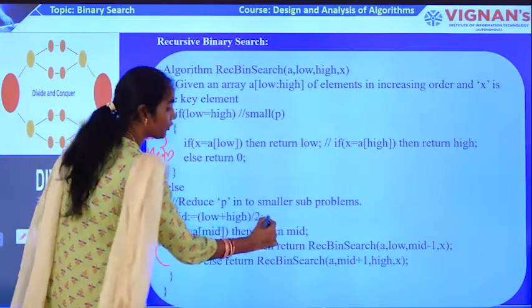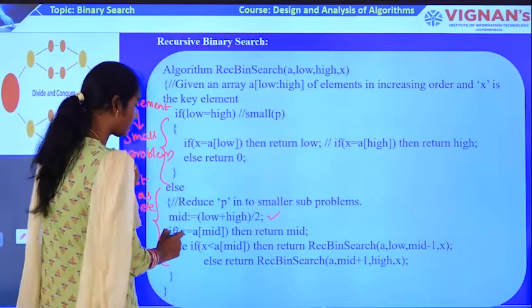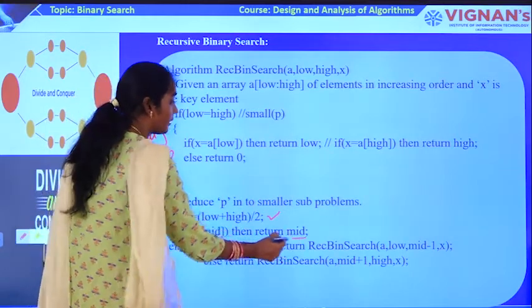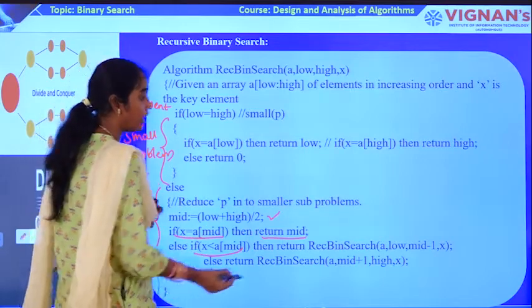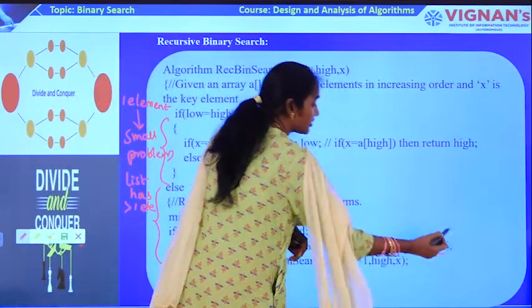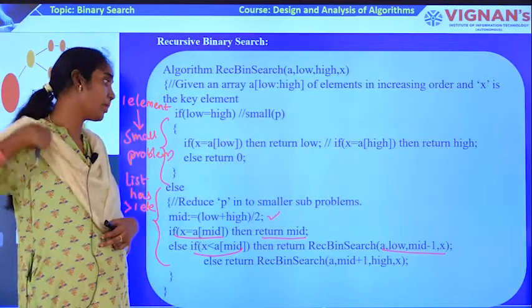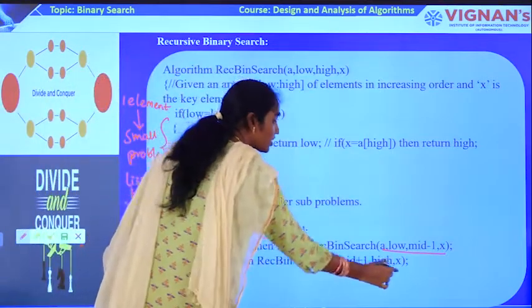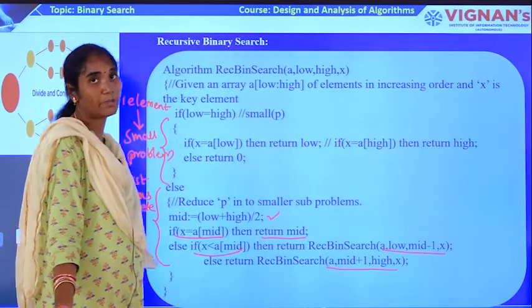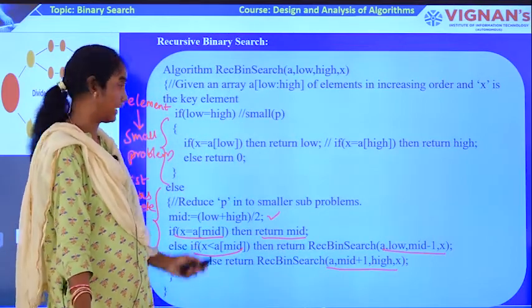So initially I need to find out the mid position. Now if x is equal to a of mid, simply return it. Else if x is less than a of mid, I have to call this recursive binary search with a comma low comma mid minus 1 comma x. Otherwise, I need to call this recursive binary search with a comma mid plus 1 comma high comma x.